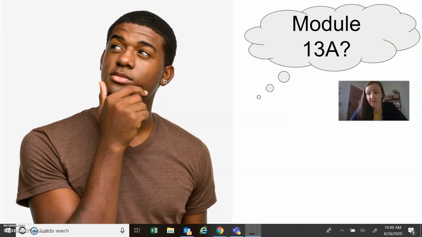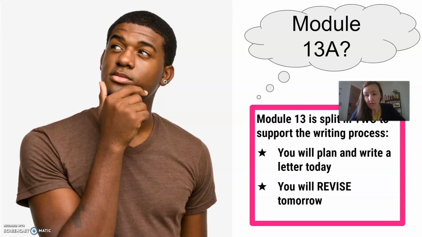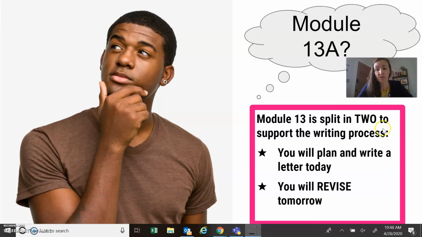So you may be asking yourself, why 13A? Why is Module 13 split into two parts, 13A and 13B? The answer is that Module 13 is split into two parts to support the writing process. So today you are going to plan and write a letter, and then you will revise this letter tomorrow.